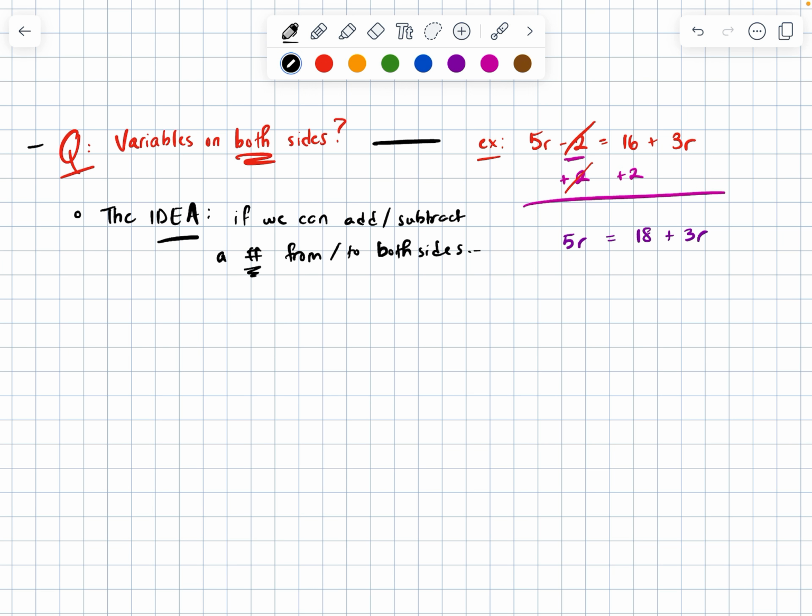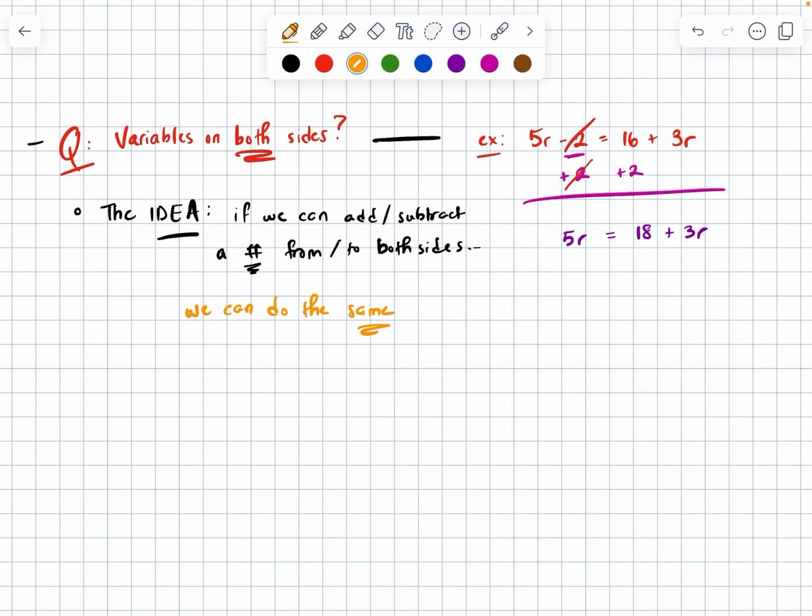well, a variable, at the end of the day, isn't that just a number we don't know yet? So if I can add and subtract a number from both sides of an equation, well, what's stopping me from doing the same with a variable? So we should, in principle, in theory, be able to do the same with a variable.